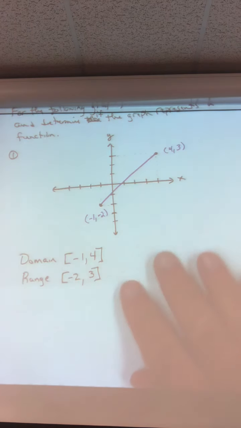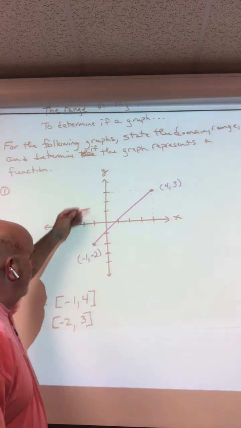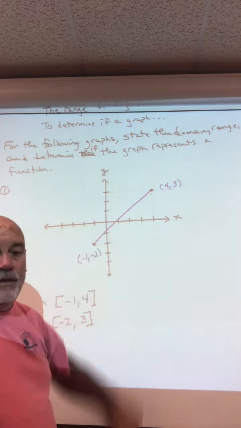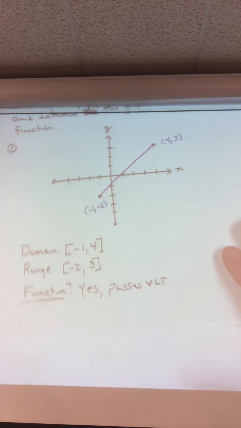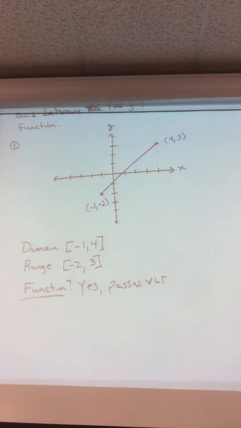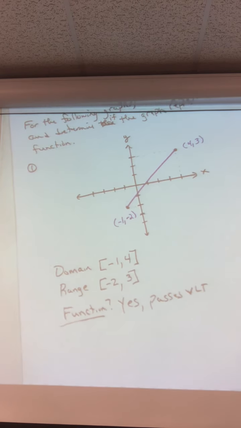Now, does this graph pass the vertical line test? Yes. You draw as many vertical lines as you want to. I don't care where you draw them. That graph passes the vertical line test. So, does that mean it's a function? Yes. So, is it a function? Yes. But again, go ahead and say why. Passes vertical line test. Okay?